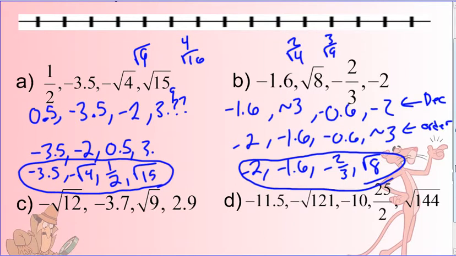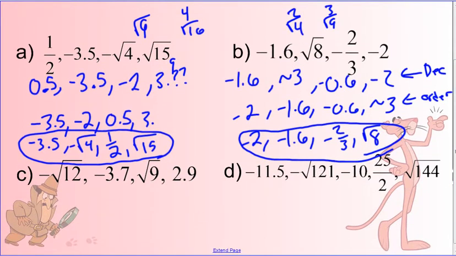Here we go. I would like you to try these two problems. These are letters C and D. Make sure you can understand what we have written here. There we go. Do letters C and D. Pause the video. Do them on your own. When you're ready to continue, hit play, and we'll go through them together.